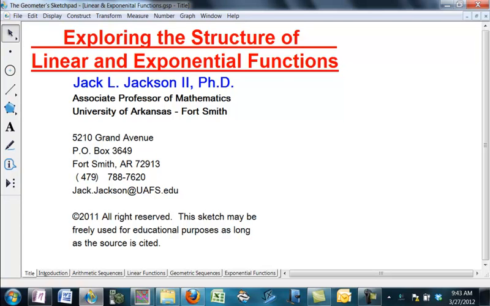This is Jack Jackson. Today we're going to be talking about linear functions. I'm going to give you an introduction and an overview of linear functions. This is going to be making use of this Geometer's Sketchpad sketch that we have here.